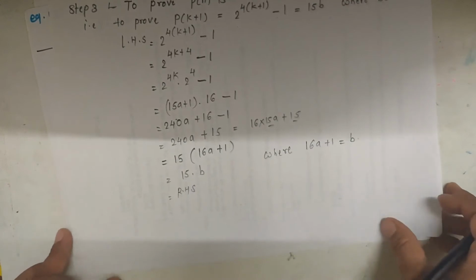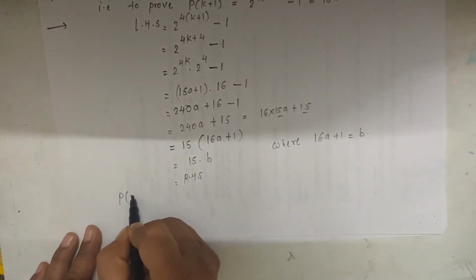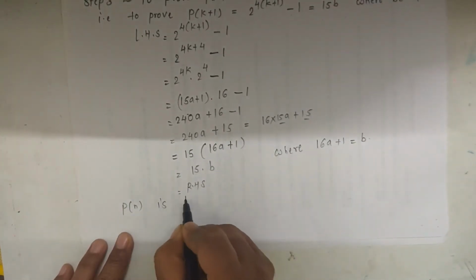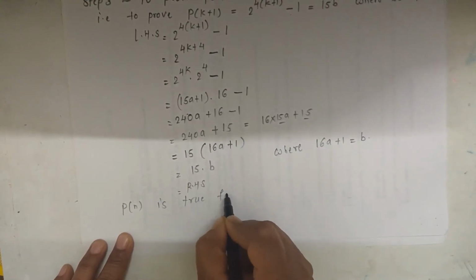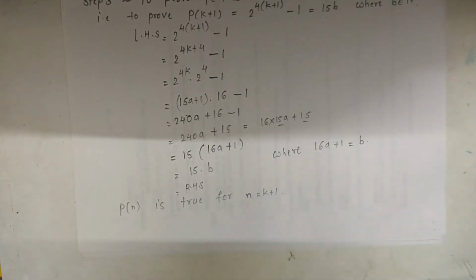So in this way LHS is equal to RHS, and we can say that P of n is true for n equal to k plus 1. So from these 3 steps and by the principle of method of induction, we can say that the given statement is true for all n belongs to the natural numbers.